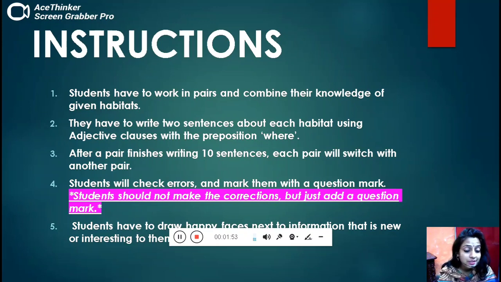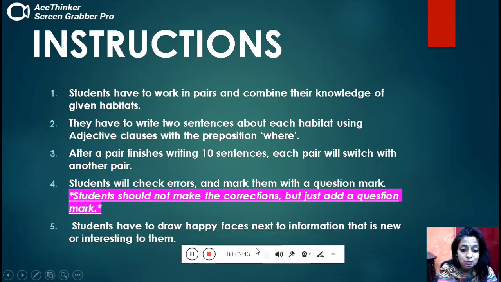Students will check errors and mark them with a question mark. So students should not make the corrections but just add a question mark. Alright, you only have to add the question mark, you don't have to do the correction. Then students have to draw faces next to the information that is new or interesting to them. Alright, whatever information you find interesting, you just make a smiley face.